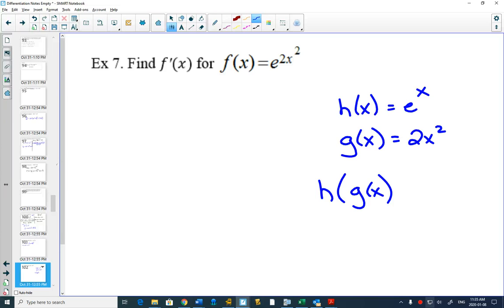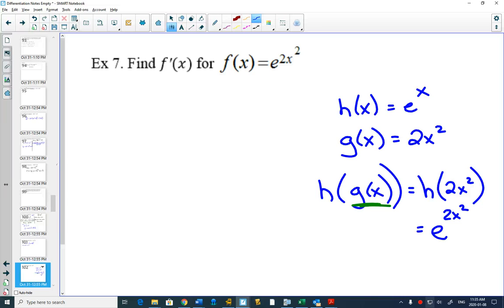If I do composition of functions like this, well, what does this mean? This means h of 2x squared. And how do we do function notation? Whatever's inside replaces the x. That's just a review of function notations. So when I say 2x squared is inside of e to the x, this is the function notation that explains that. G of x here is in h of x, inside of it.